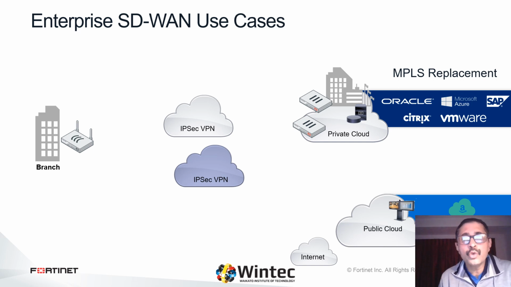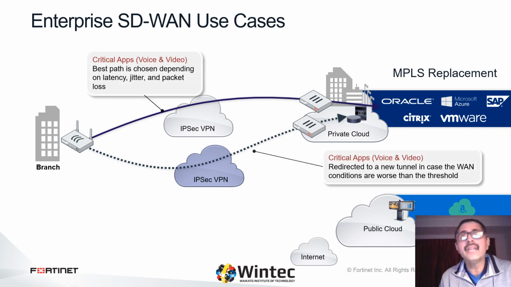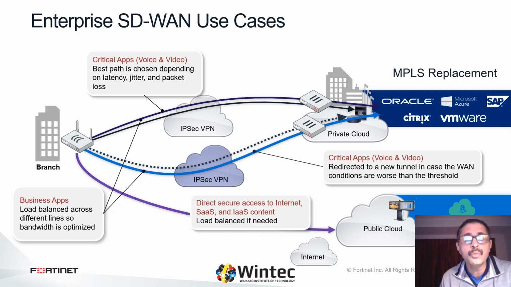Now, in the example shown on this slide, costly MPLS is replaced by two VPN tunnels and yet gain robust resilience and redundancy. By replacing MPLS, the customer can minimize the cost while maximizing quality. The SD-WAN solution is a network application aware solution and dynamically selects the best WAN to maintain the highest SLA.